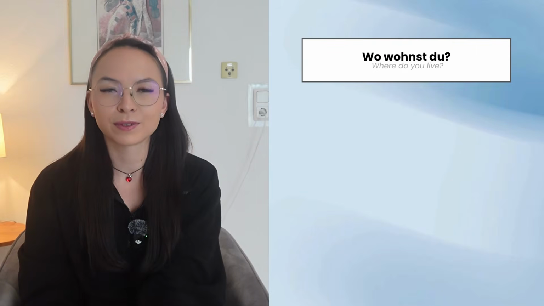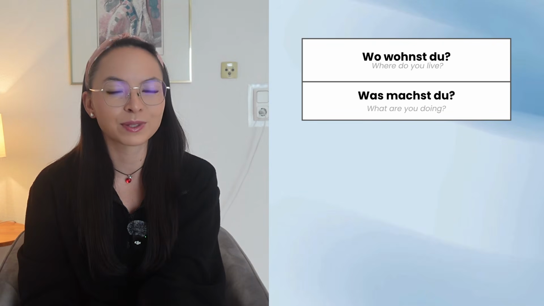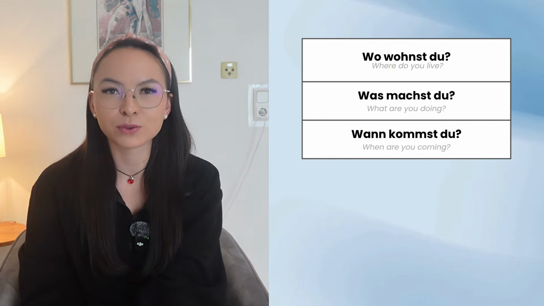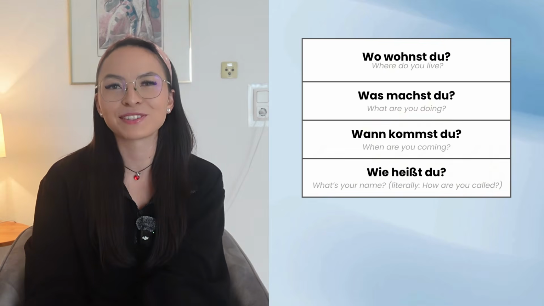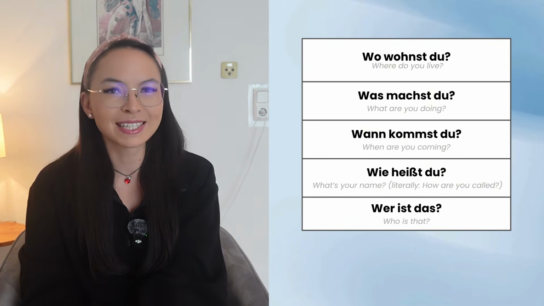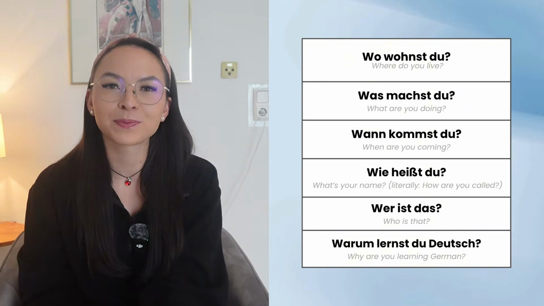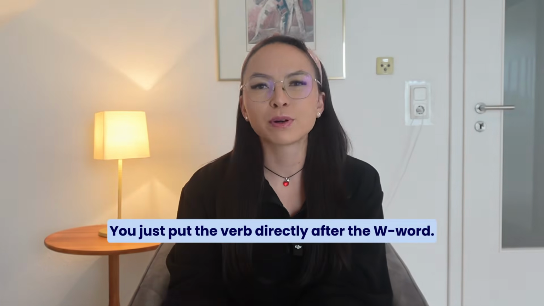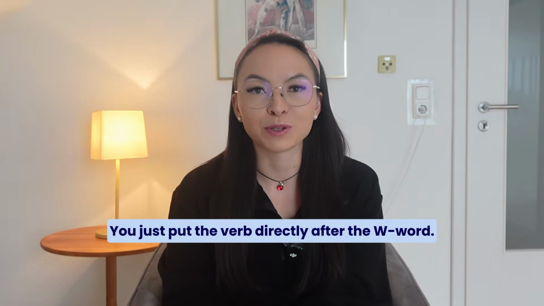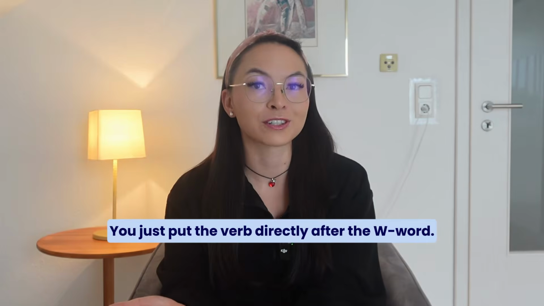Here are some more practical examples. "Wo wohnst du? Was machst du? Wann kommst du? Wie heißt du? Wer ist das? Warum lernst du Deutsch?" Now, if we compare this again with English, in German you don't need "do" or "are." You just put the verb directly after the W word and you have your question.